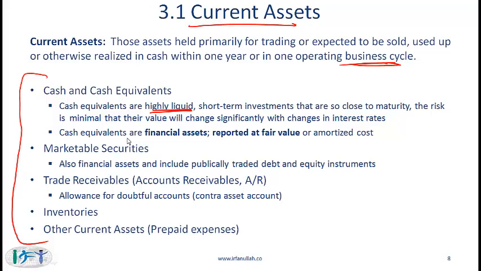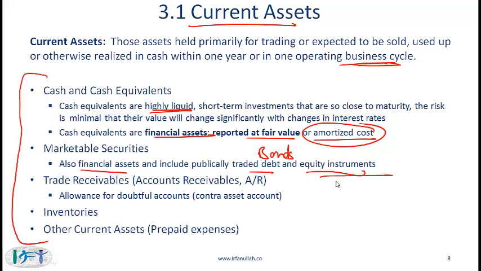Cash equivalents are generally financial assets. They are reported at fair value or amortized cost. The concept of amortized cost is something that we will cover later in this topic. Marketable securities are also financial assets and include publicly traded debt and equity instruments. So these would be bonds issued by companies as an example, and these would be stocks.